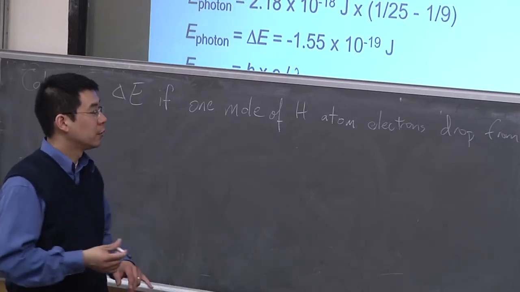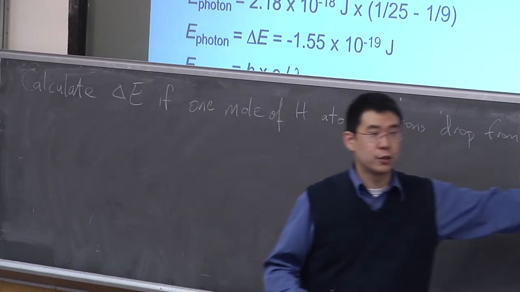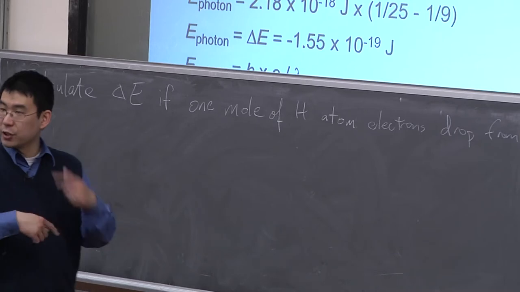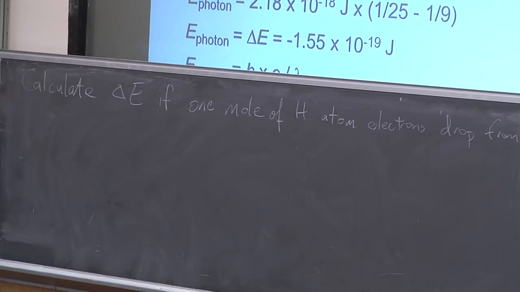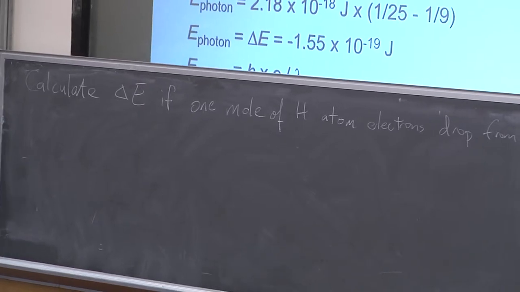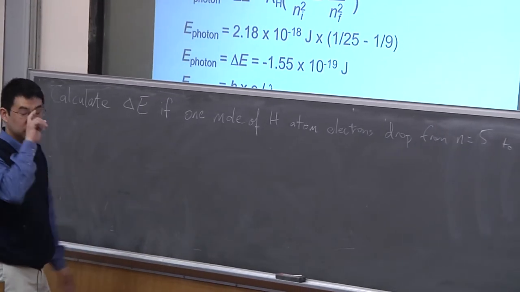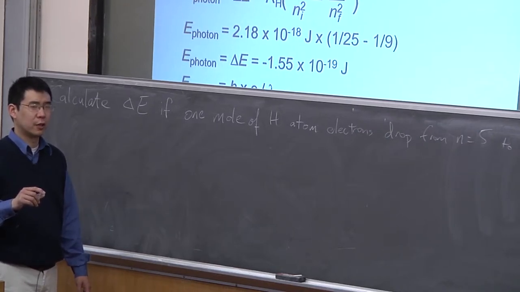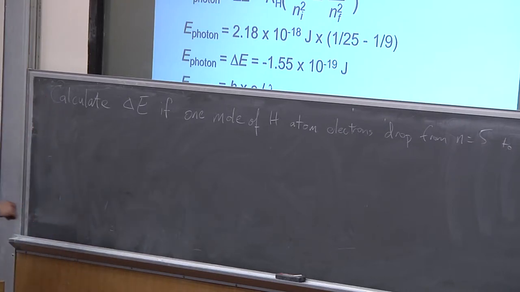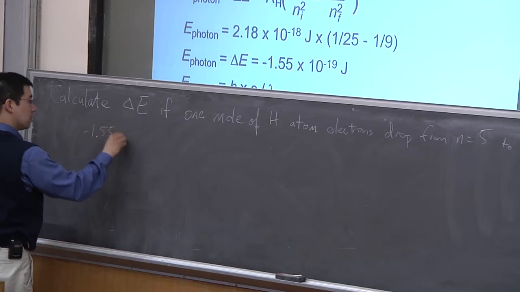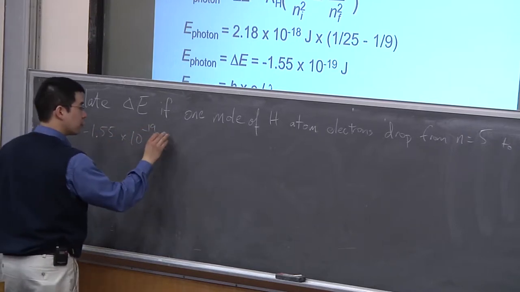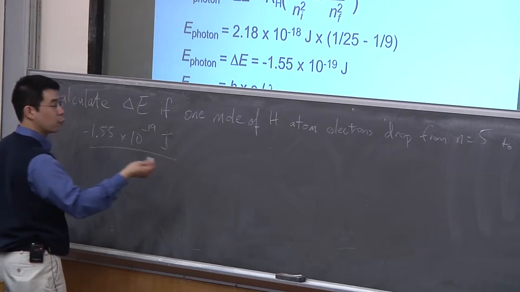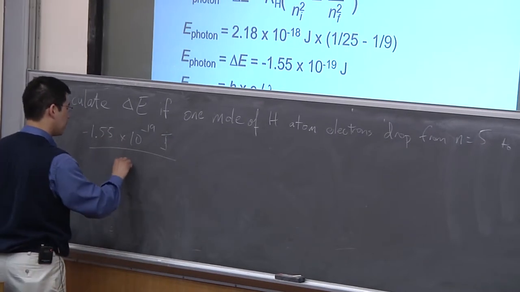So if we have 1 mole of hydrogen atoms that's doing the same transition, what additional calculation do we need to do? I know what you're saying. We have to go from one photon to a mole of photons. So this is really joules per one atom or one photon, something per atom.